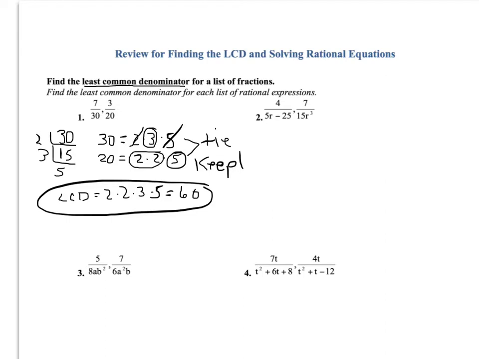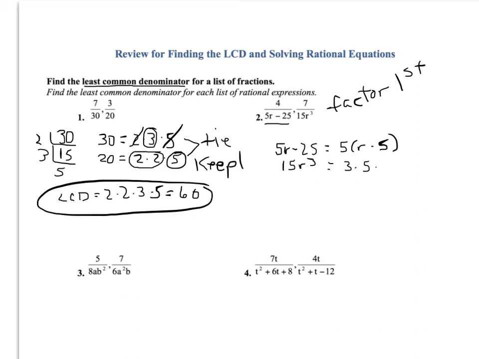Now, if you look at number 2, these are not just plain numbers. We now have variables involved, and we have more than one term in one of these denominators. That's a binomial. When that occurs, make sure you try to factor first. If anything will factor, you need to do that. So the 5r minus 25 has a common factor of 5. That would give us 5 times r minus 5 in parentheses. The 15r to the third, if we use the prime factorization, would be 3 times 5 times r to the third.